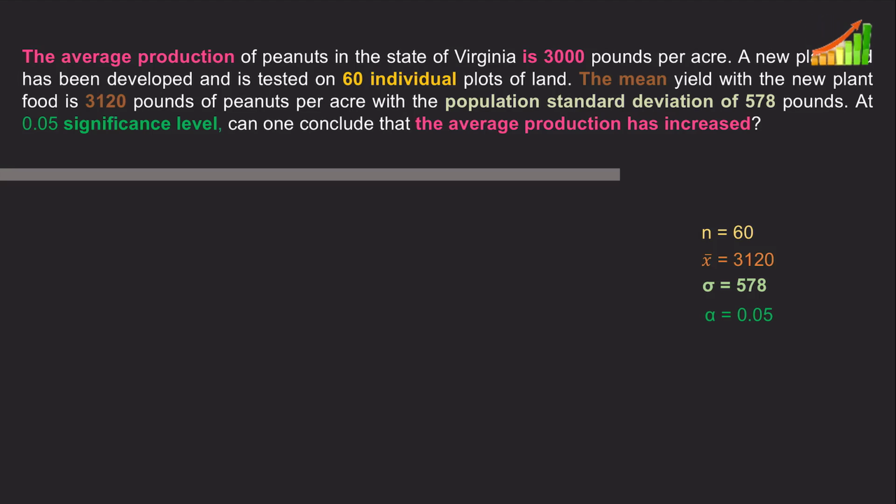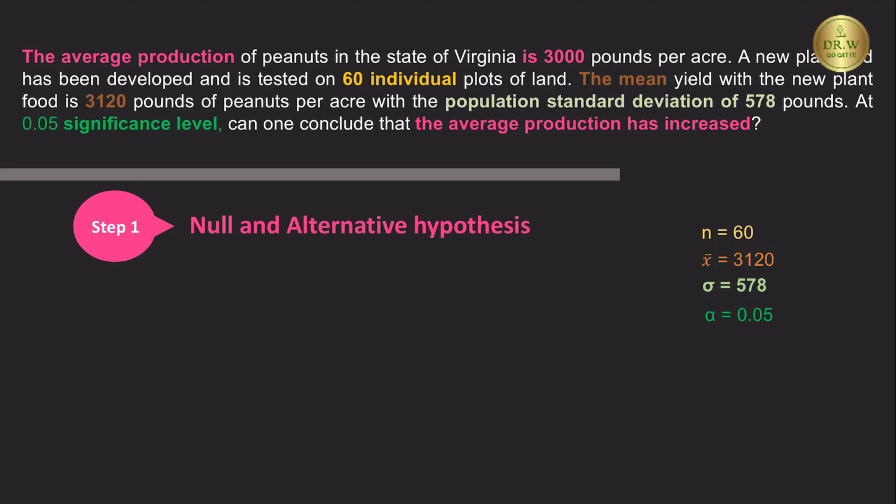Now go to step 1. What is step 1? Decide the null and alternative hypothesis. How do we decide the null and alternative hypothesis? Just go to the problem and understand the claim. So we need to check the average production has increased. So what is the average production? It is the first sentence. The average production is 3000.